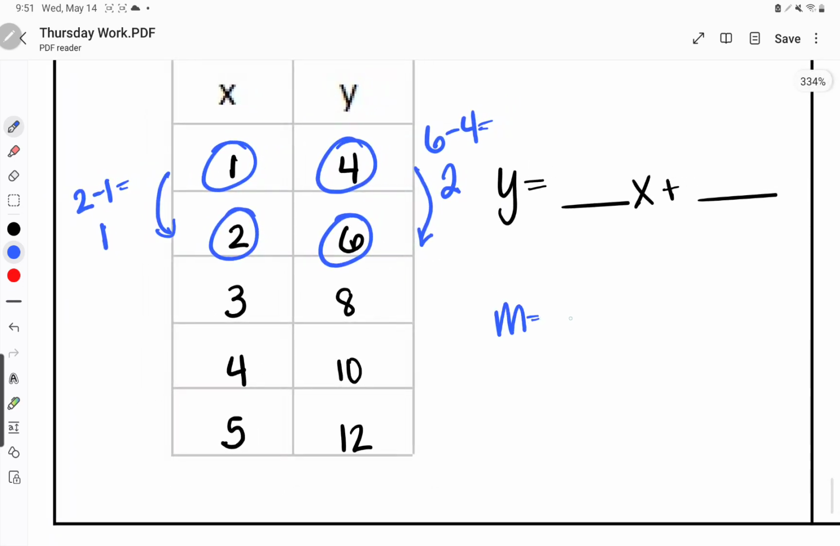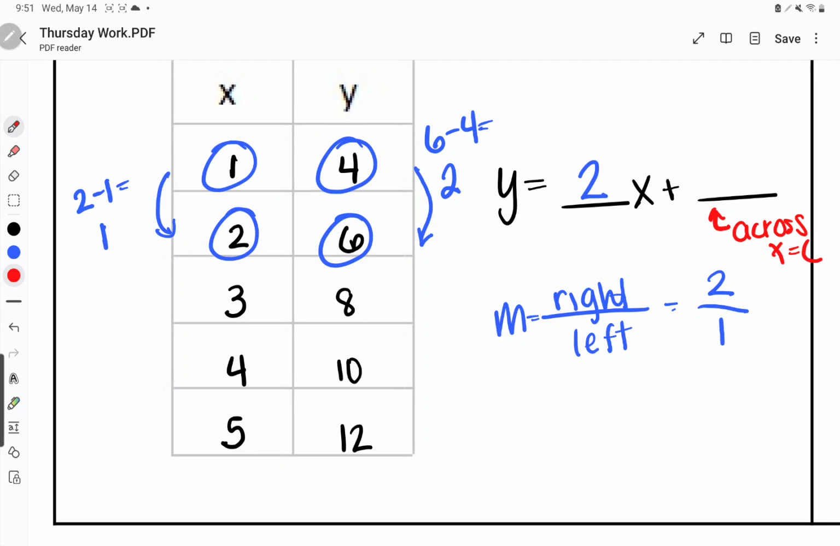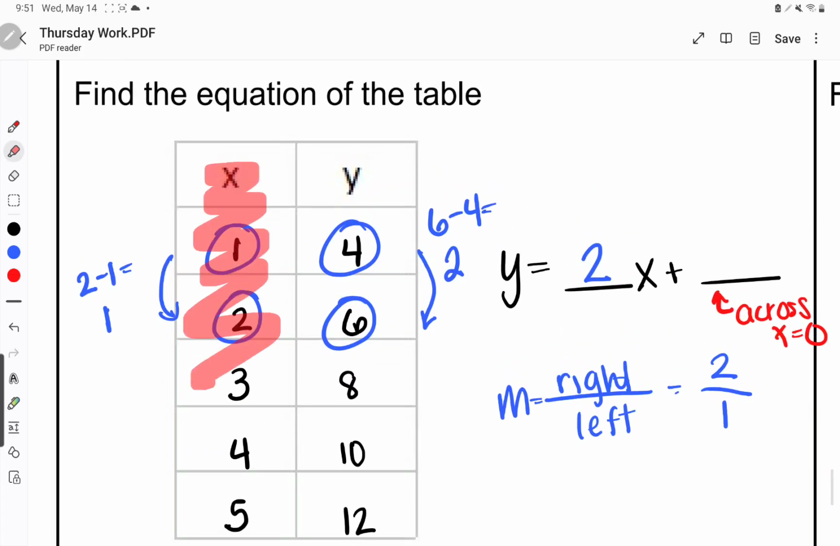M is what side over what side? Right over left. So I would do 2 over 1. And what's the same thing as 2 divided by 1? 2. How do we find our b? b is across from where x equals 0. So I go down my x's, and I don't see a single 0. So now you're like, Miss Dunn, how the heck do I find this? Well, we'll actually make our own 0.